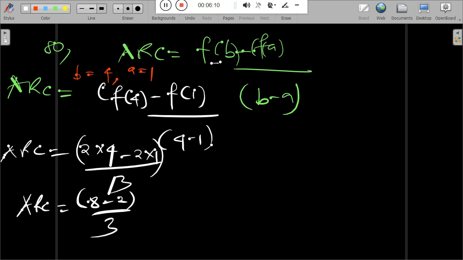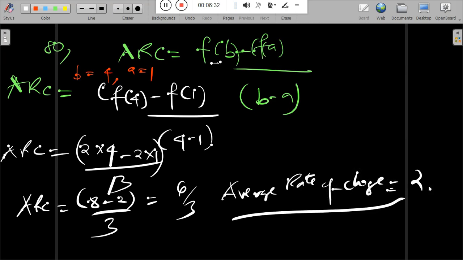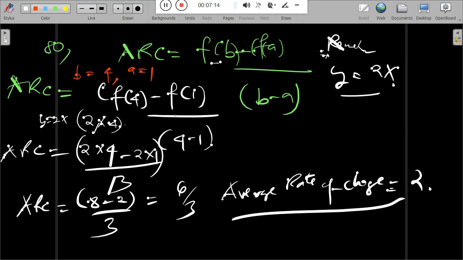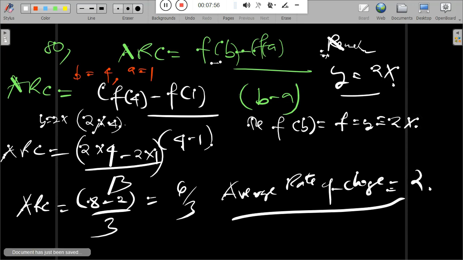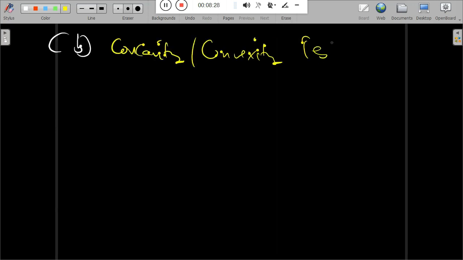So the average rate of change will be 2 times 4, minus 2 times 1, divided by b minus a, where b is 4 and a is 1. When you divide it, the average rate of change is equal to 6 divided by 3, which is 2. Remember, we multiply by 2 because the function we are provided is y equal to 2x. So we take 2 times the function at b, which is 4, minus the function at a, which is 1, and the result is an average rate of change equal to 2.